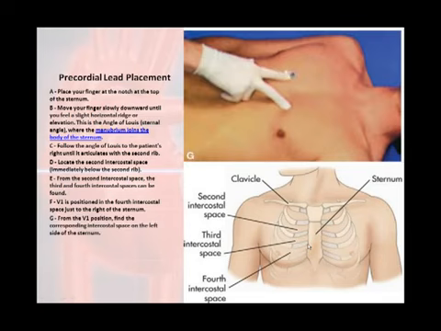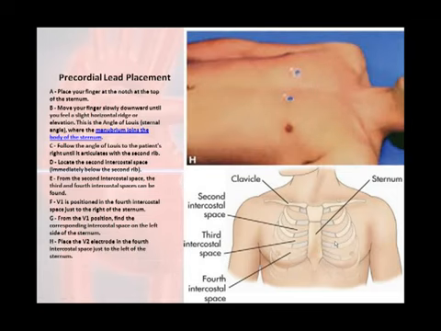Once we've found V1, you don't have to find all those landmarks again. We already have V1 placed. All you have to do is take your fingers and move over here. Right about the same area on the other side of the sternum is the place where we're going to put V2. So we place an electrode. So far we've found V1, and now we've placed V2.